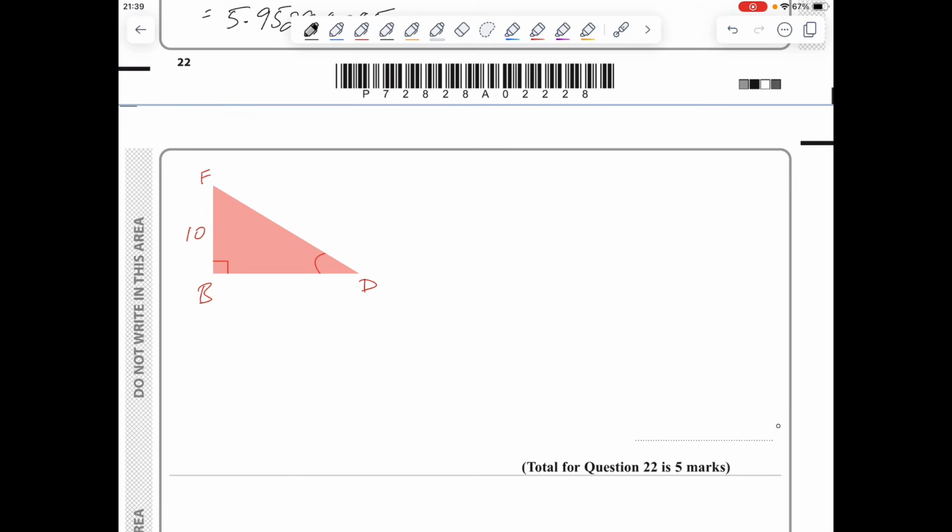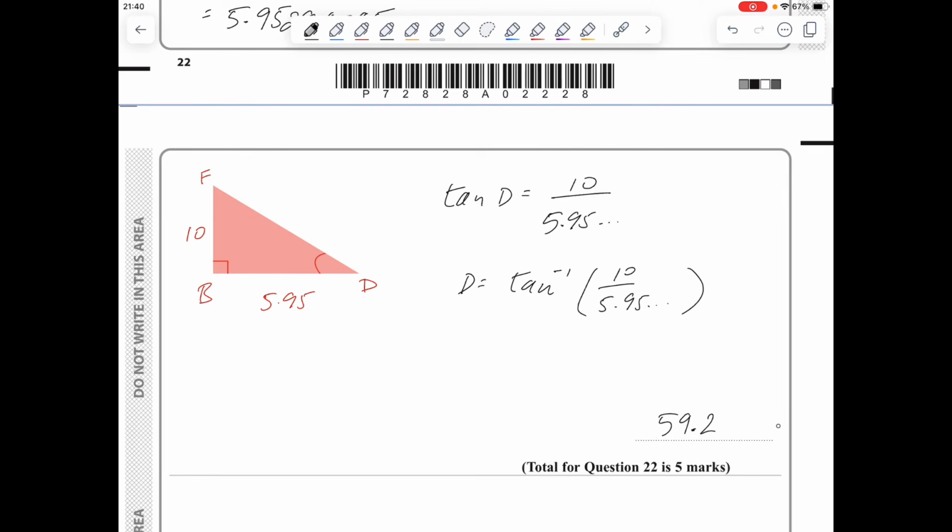I'm given BF is 10, and I found above BD, and this was 5.95. I have the full value at the top. So to find angle D, I'm just going to do tan of D equals 10 over 5.95. Therefore, D equals inverse tan of this fraction. Put this on the calculator and you will get a value of 59.2 to 1 decimal place.